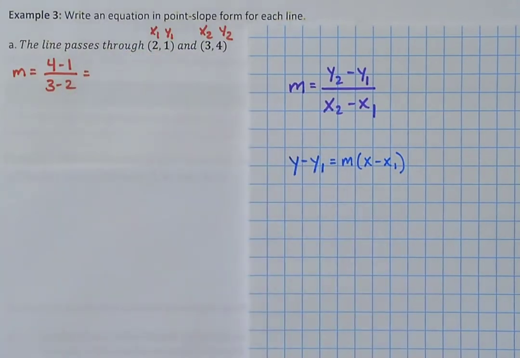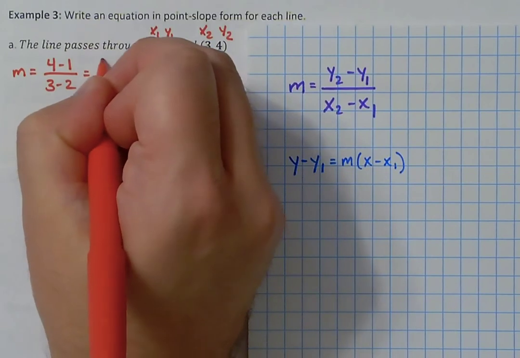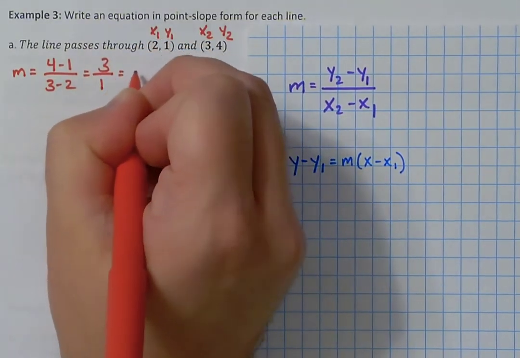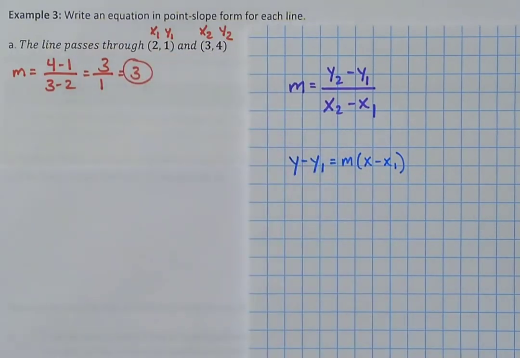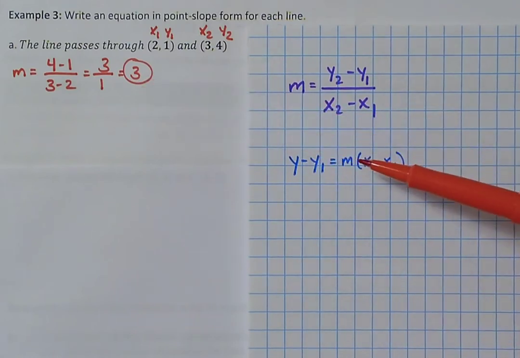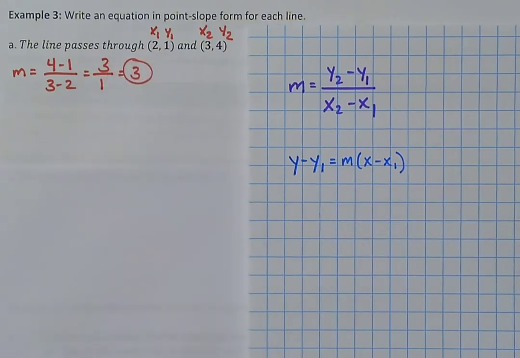Just like we have done with slope all the way up to this point, we simplify the top, so we get 3, and simplify the bottom, and we get 1. So my slope is going to be 3. I've now identified my m. I just have to plug it in and take a set of points for my x1, y1. Based on what I identified, I would use 2, 1.